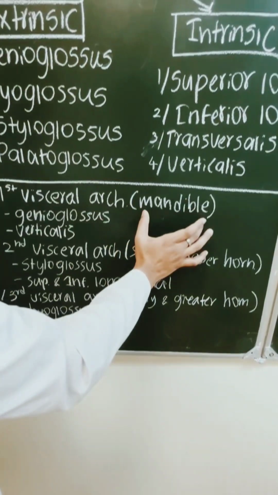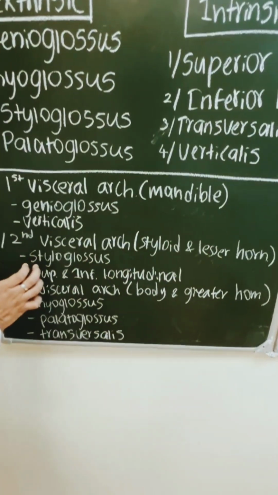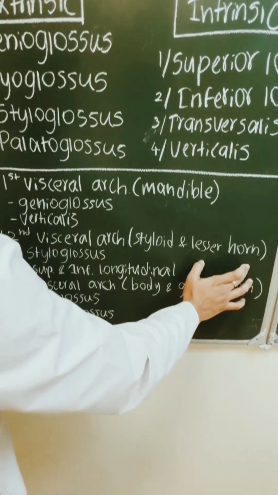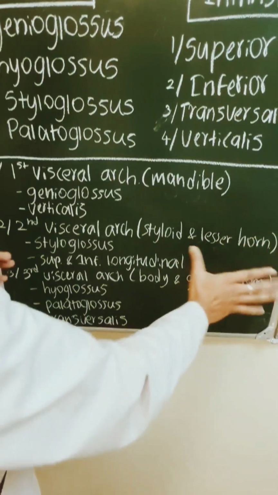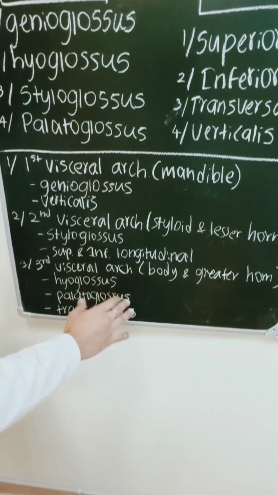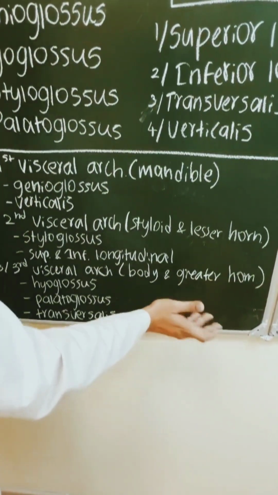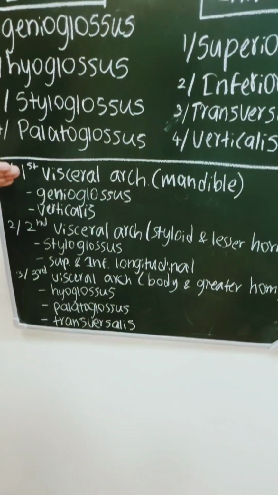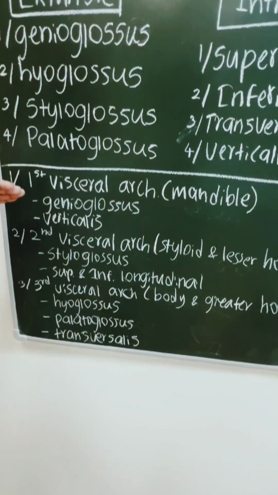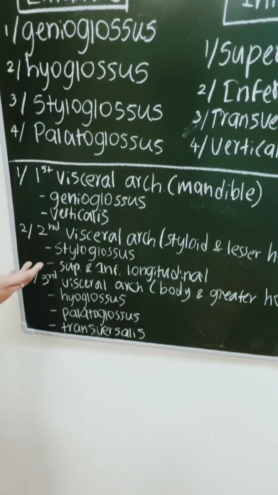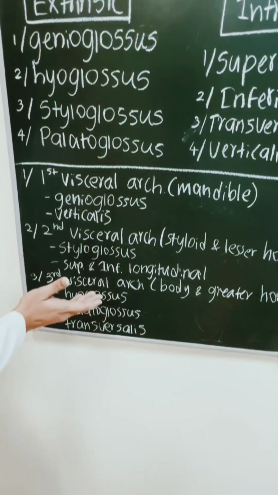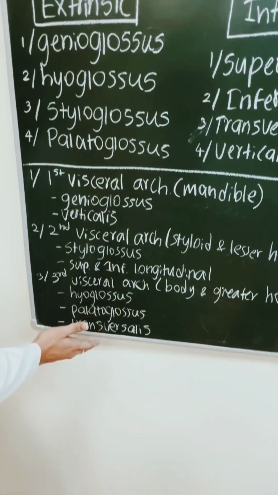The first group are the main muscles which originate from the mandible. The second group, second visceral arch, are the muscles originating from the styloid process and the lesser horn of the hyoid bone. You have to mention the lesser horn of the hyoid bone. The third group, third visceral arch, is the body and the greater horn of the hyoid bone. From the first visceral arch there are two muscles: genioglossus and verticalis. The second group has three: styloglossus, superior and inferior longitudinal. The third group has three: hyoglossus, palatoglossus, and transversalis.